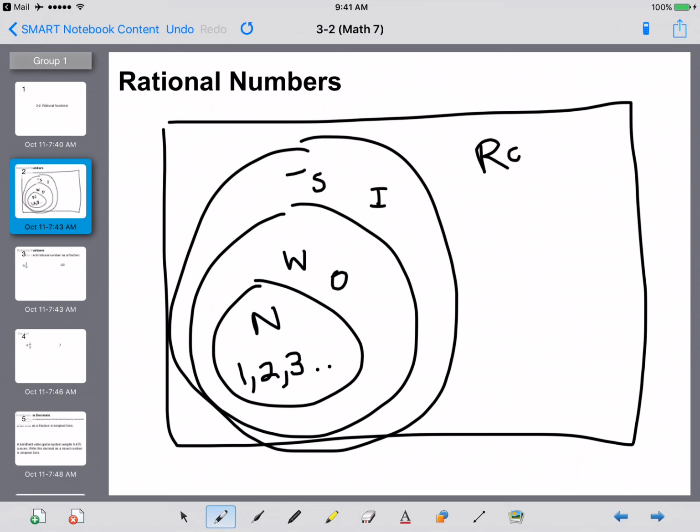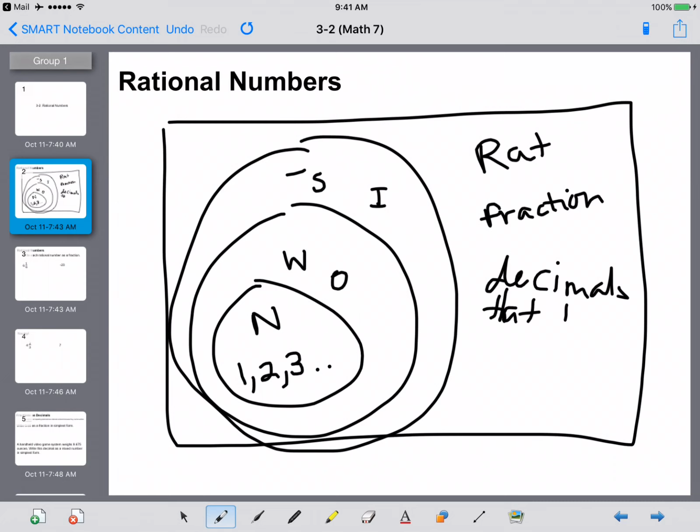And then you have your rational numbers, which are fractions, decimals that terminate, or repeat, and we'll talk about that more later on in this lesson. So if something is a natural number, it is also a whole number, an integer, and a rational number. If it's a whole number, it's an integer and a rational number. So if it's something on the inside, it's also everything else on the outside. So if I have -3, it's an integer and a rational. If I have the number 0, it's a whole number, an integer, and a rational number.